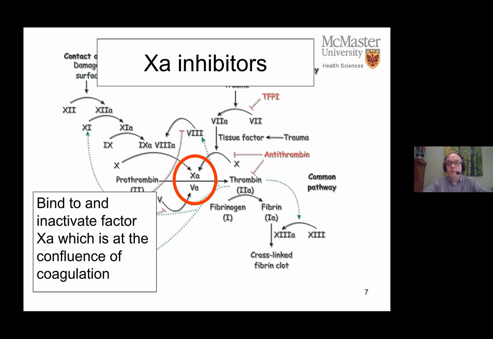You're also aware of dabigatran, which is an inhibitor of thrombin, which is located further down the coagulation cascade. And you're also aware of warfarin, which inhibits all of factors 2, 7, 9, and 10. But 10A inhibitors are the principal agents used to treat DVT in the year 2021, and they work right at the center of the coagulation cascade.